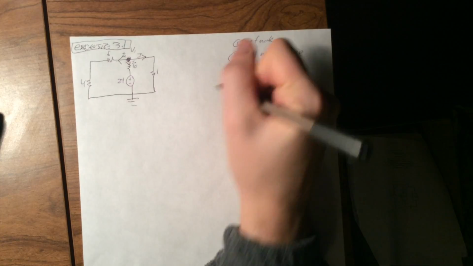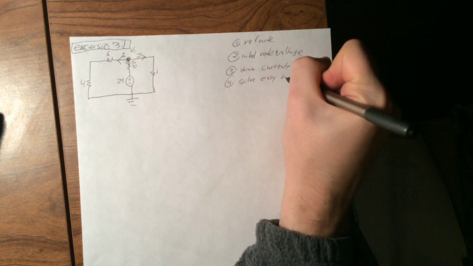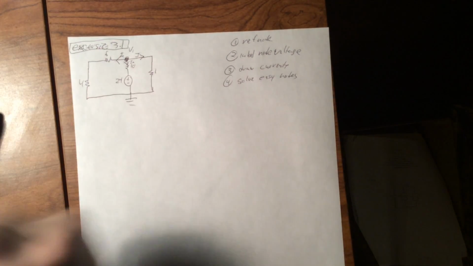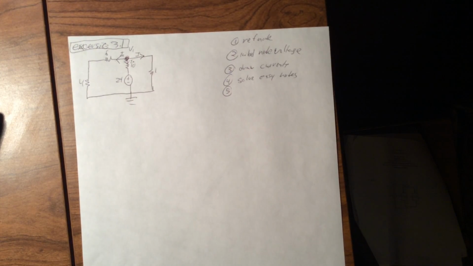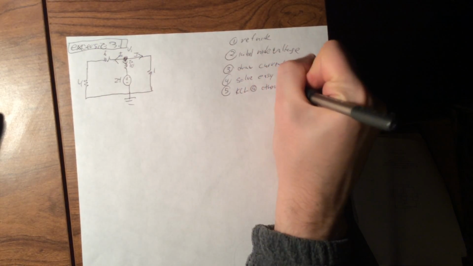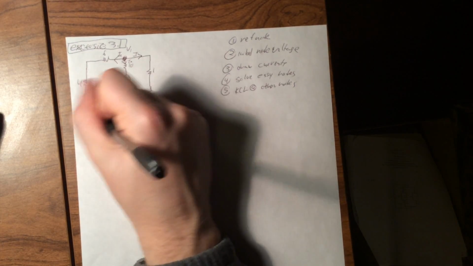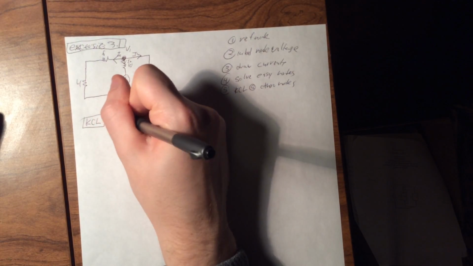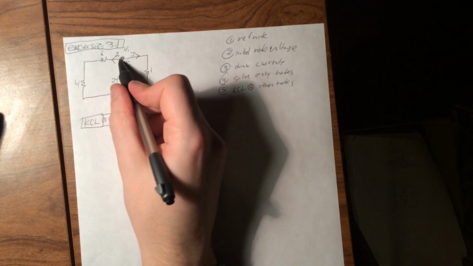We've drawn our currents. 4, solve easy nodes. Are there any easy nodes here? No, there's not. We only have one kind of complex one because it has 3 coming out of it, so we can't even do that one. 5. What do we got for 5? KCL at other nodes. All right, so we'll start our KCL right here, and we're going to do this at node V1. So that's this node right here.